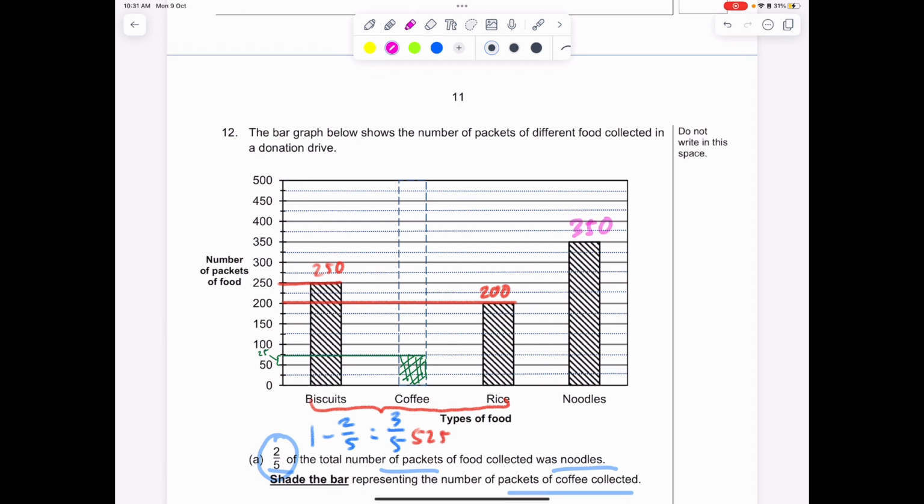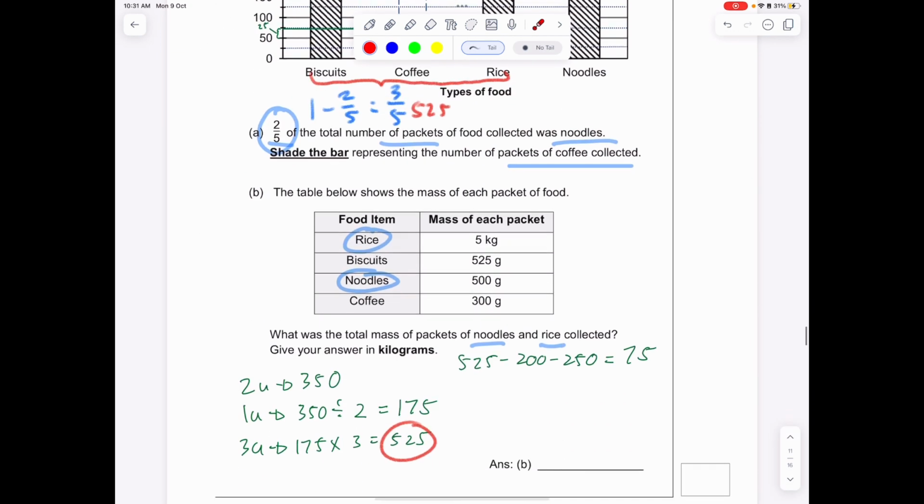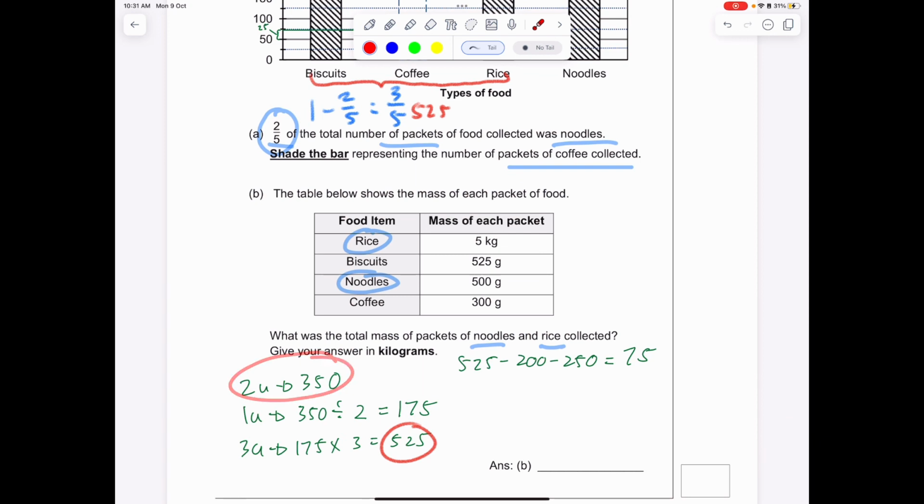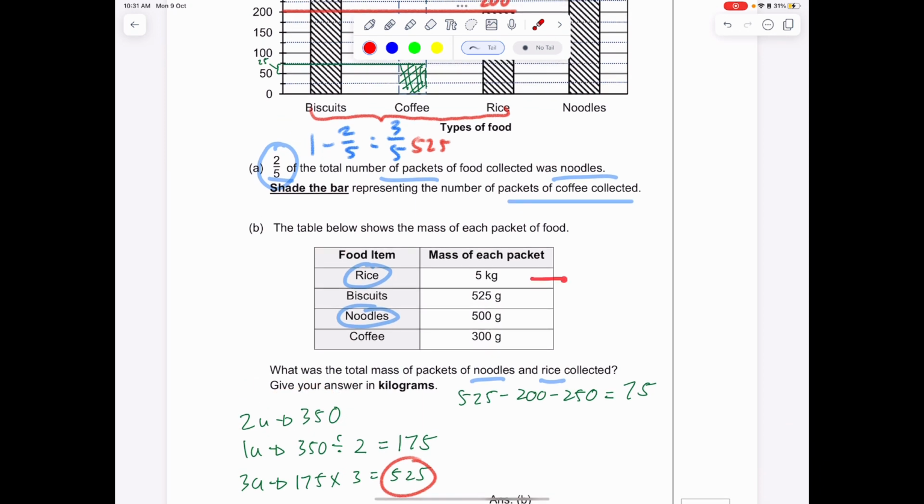And then you're going to ask me where I get my 350 from, right? I got it from here. Remember, we calculated. So this one, noodles, is actually 350 times 5.